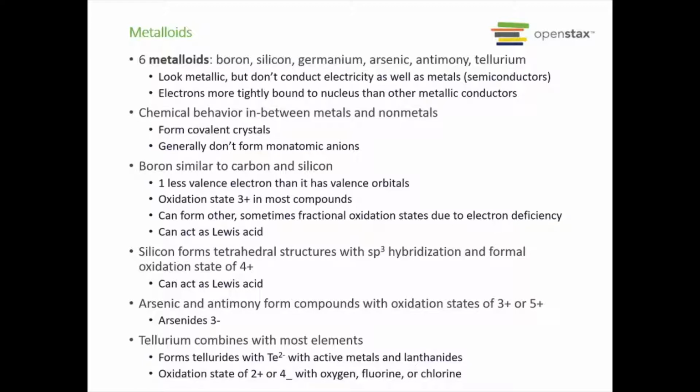Now, arsenic and antimony can form compounds that have oxidation states of 3+ or 5+, but arsenic can also form what are called arsenides that have an oxidation state of 3- as well. So arsenic's a little different. Tellurium is very reactive and can combine with most elements. It can make tellurides, where it is tellurium 2- when it bonds with active metals and lanthanides. It also can have an oxidation state of 4+, when it combines with oxygen, fluorine, or chlorine.